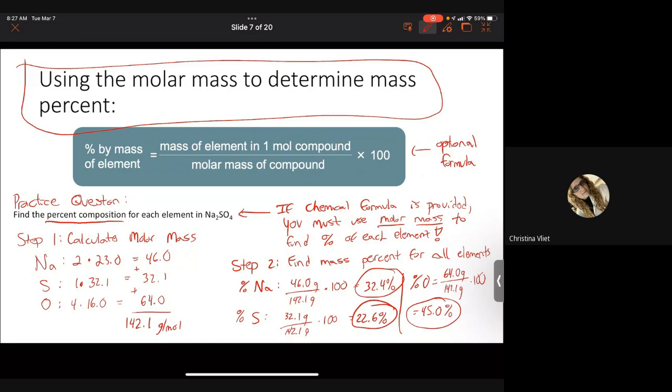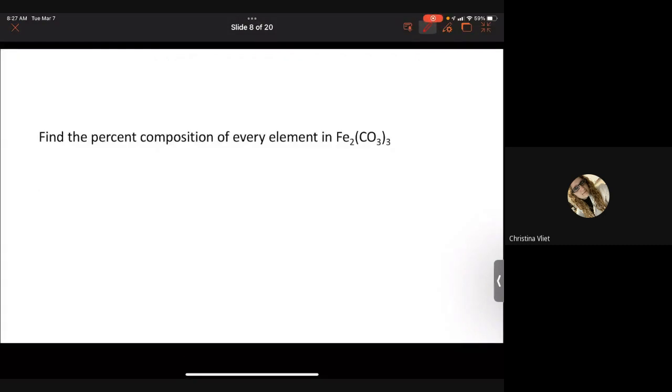All right, we're going to go ahead and move forward now. Let's try the second example. So practice question number 2 on this technique using the molar mass. It is to find the percent composition of every element in Fe2(CO3)3. So make sure you're writing it down, second practice question.